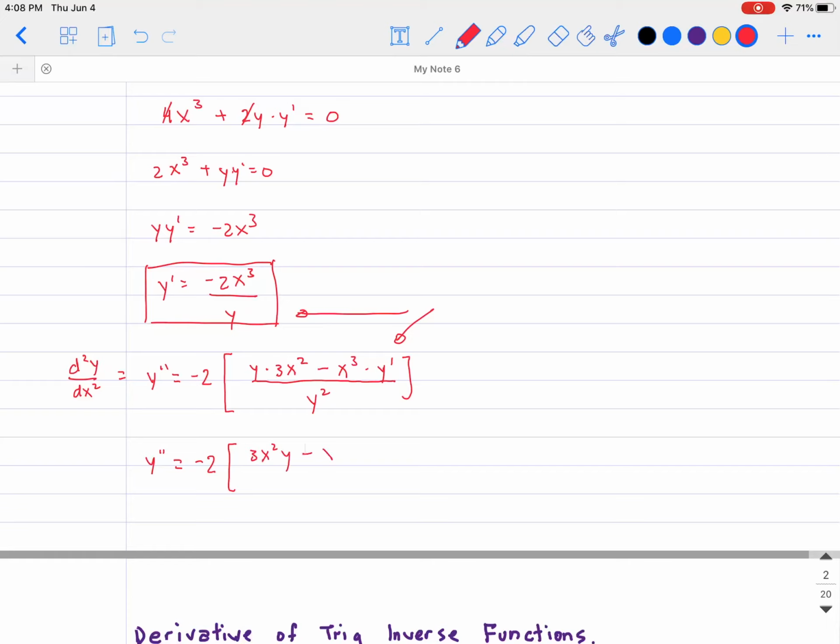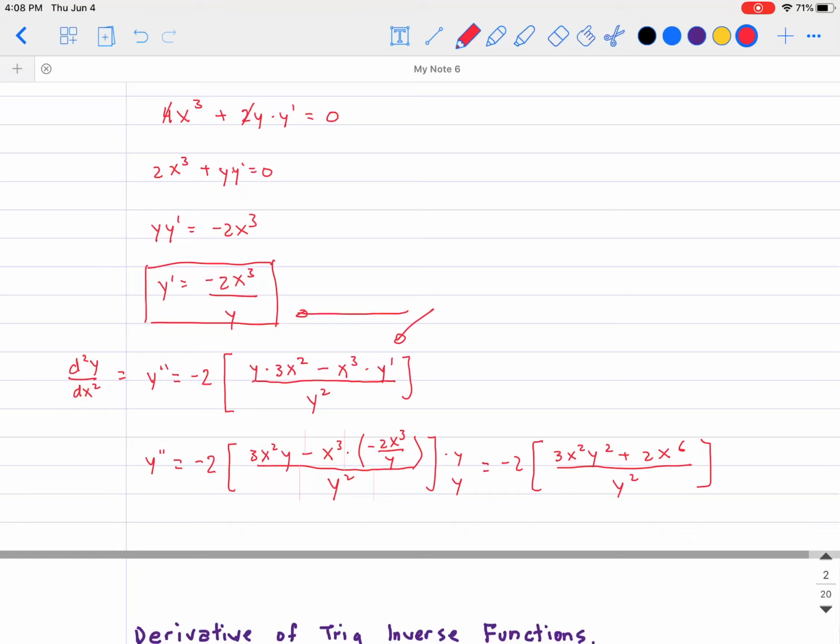-2 multiplied by 3x squared y minus x cubed multiplied by y prime, that gets replaced by -2x cubed divided by y, and then finally all of that divided by y squared. And if I want to make this a little bit nicer, we can take all of this and multiply everything by y just to get rid of that smaller fraction. So my cleaned up form would then be -2 multiplied by 3x squared y squared, plus 2x to the 6, all divided by y squared. Okay, so that will be our second derivative.